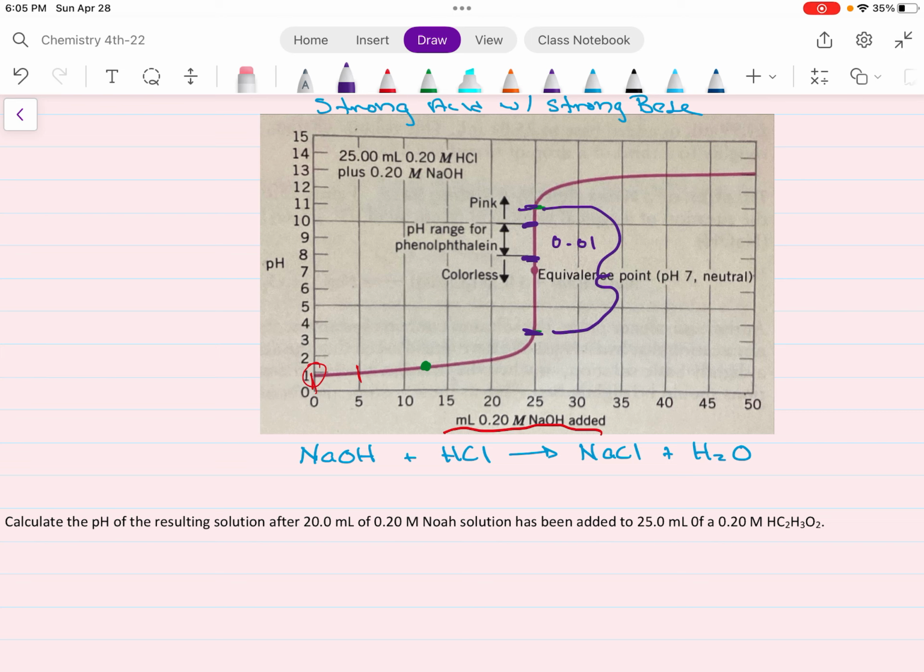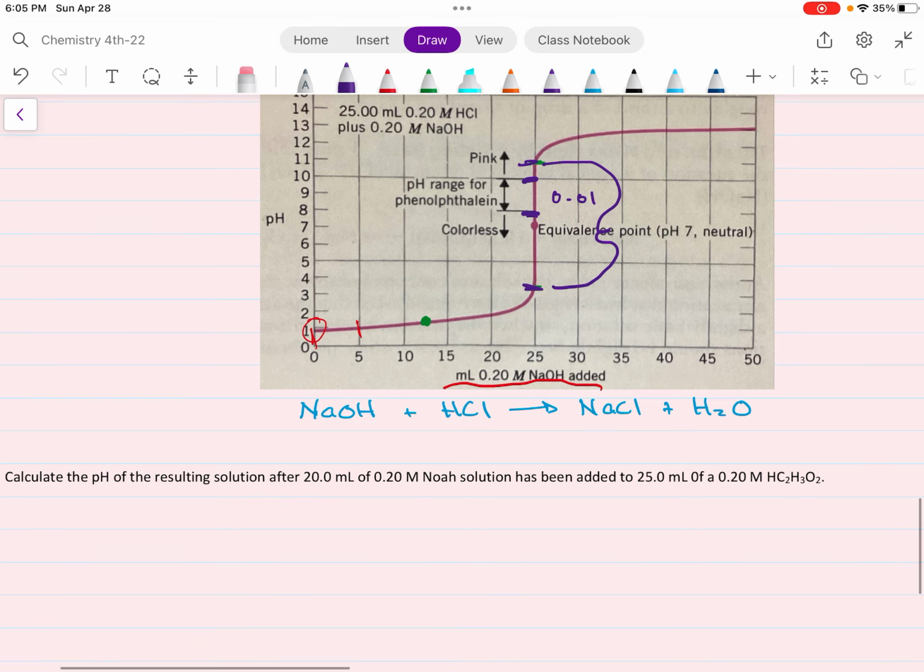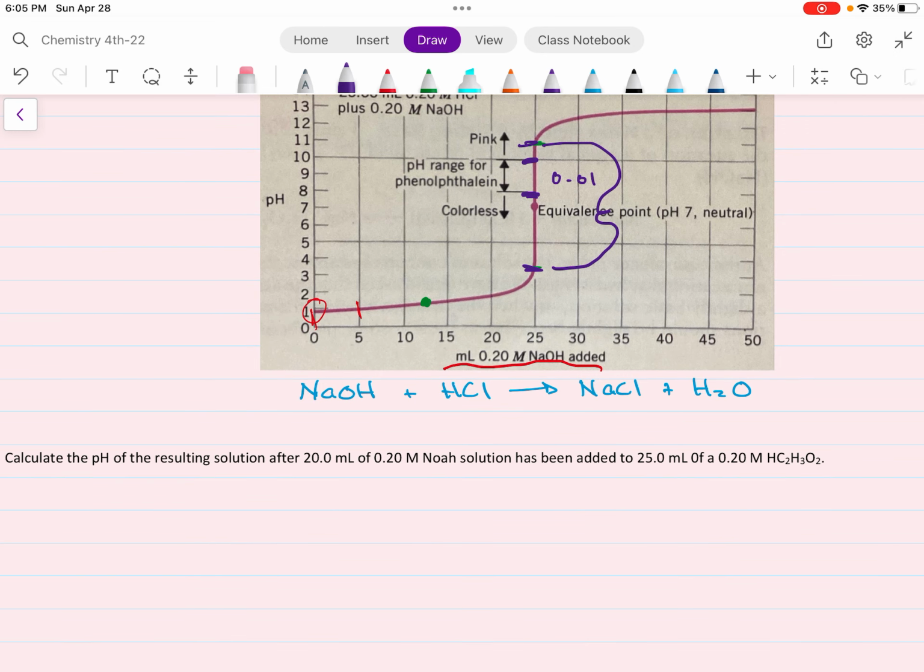solution has been added to the 25 milliliters of the weak acid, which is the acetic acid, right? Okay. So this is where we're going to get into a little bit more detail about the buffer. Let's start with the amount of moles present. So right here we have 25 mLs of the acetic acid.